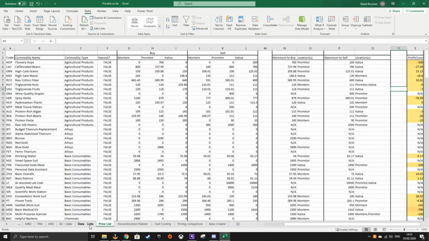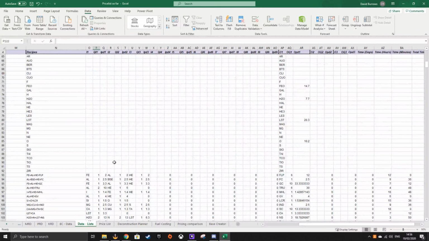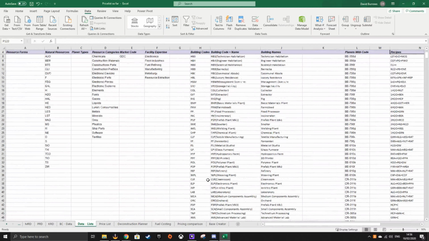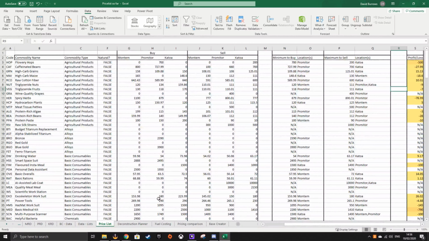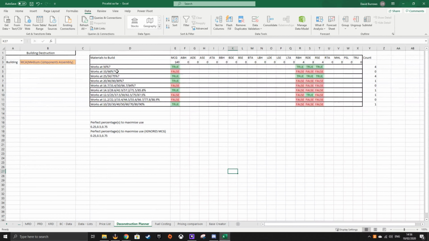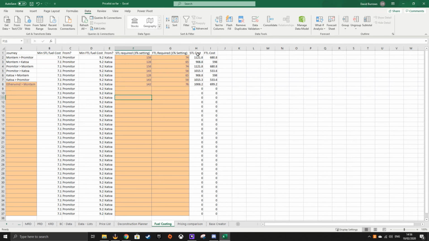So if we move on then, this price list feeds into some of these data lists here. What that allows me to do functionally, for example with fuel planning, is that it takes the STL and FTL cost based on the current market value.